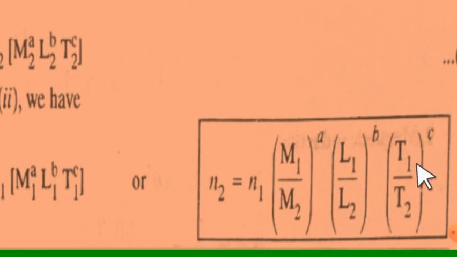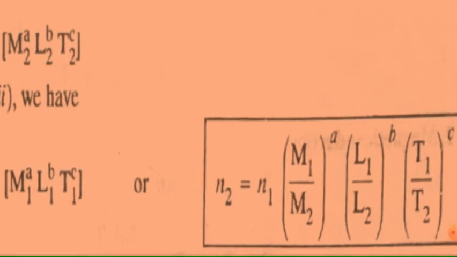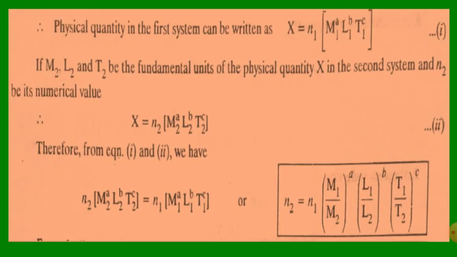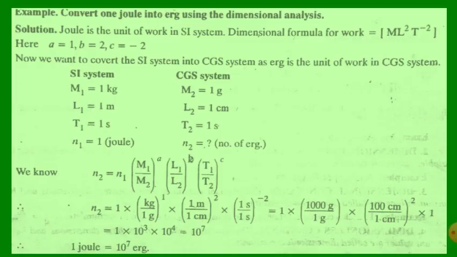Got it? So in the case of the example that I have cited, there will be an example in the next slide. Let's try to see it. Now see, convert 1 joule into ergs using dimensional analysis. Joule is the unit of work or energy. In the SI system of units, joule is the unit of work or energy, you can say.